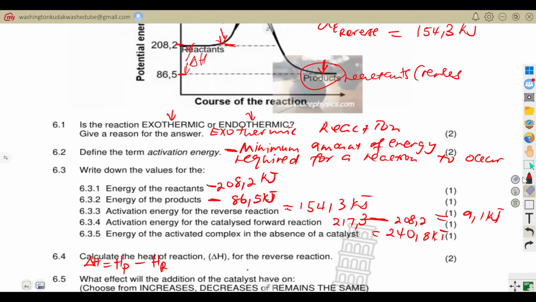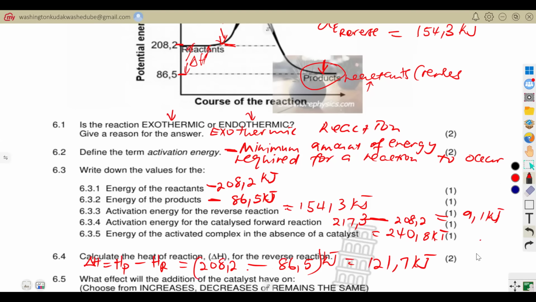Your reactants are now these ones, and your products are now these ones, because you are reversing. So these ones become your reactants, these ones become your products. So it was just going to be 208.2 minus 86.5, and that one being in kilojoules. So the answer there was just going to be 121.7 kilojoules. That is the answer for that.